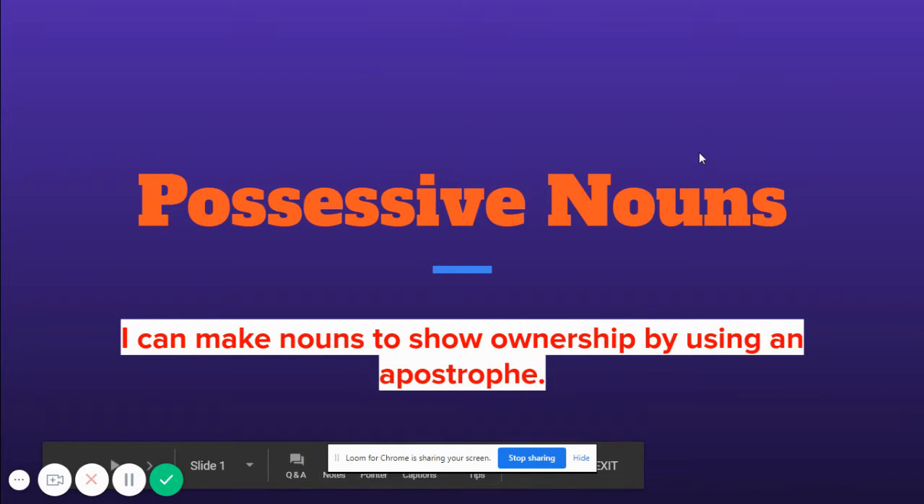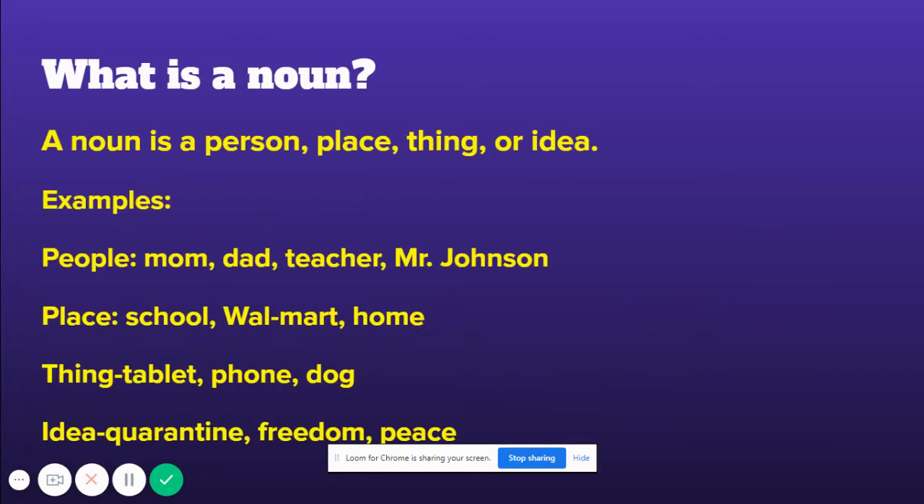This is in your packet after the second reading. Okay? By the end of this, you should be able to make nouns show ownership by using an apostrophe. Before we go into that, there are two things that we need to review.